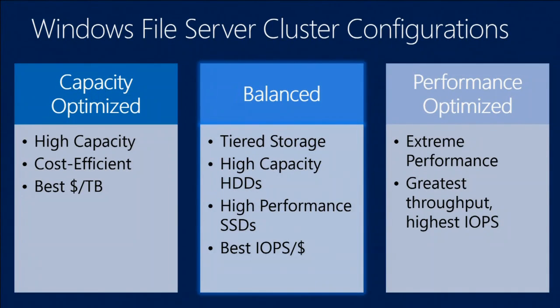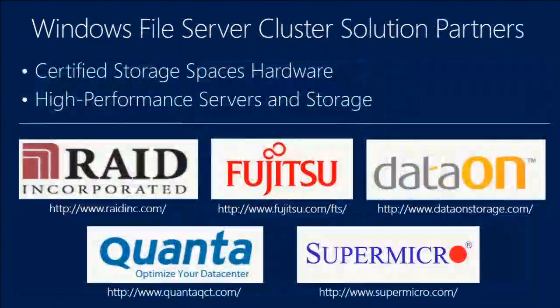Spaces will scale there. And what we expect most customers to deploy now, because it seems most compelling for most enterprise workloads, is the balanced approach. I'd use tiered storage. I'd use a mix of hard disk drives, giving me the capacity, and a mix of SSDs, giving me the performance. This gives me the best balance between dollars per terabyte and IOPS per dollar.